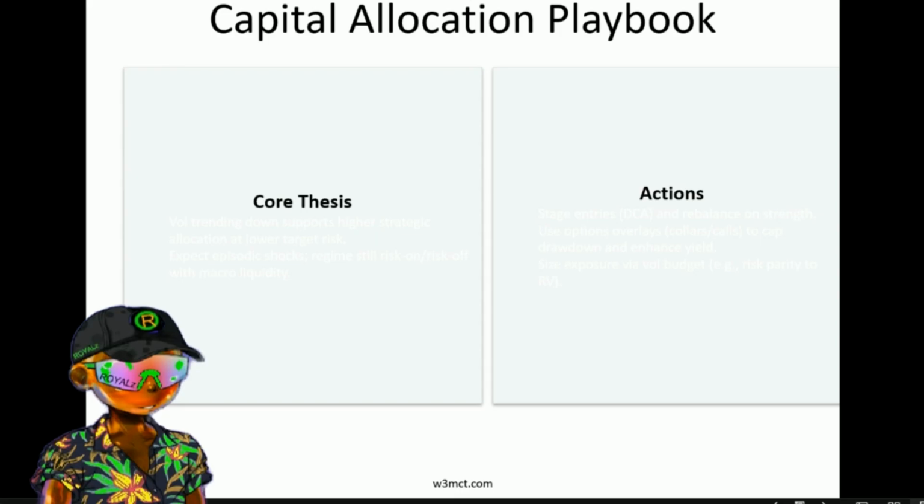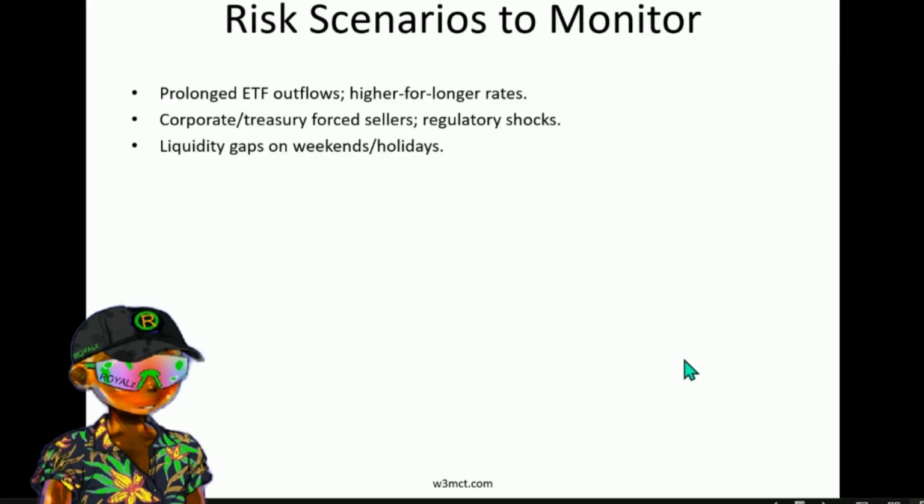Now, what are some actions that we can take from this core thesis? Well, hey, we can stage our entries, all right, and continue to dollar cost average, rebalance on strength, right? We're using some options overlays of calls to cap drawdown and enhance yield, size exposure via the volatility budget, risk parity to RV, right? So really want to reduce your risk at this time, right? Don't expose yourself. Don't, right, chill out with the leverage.